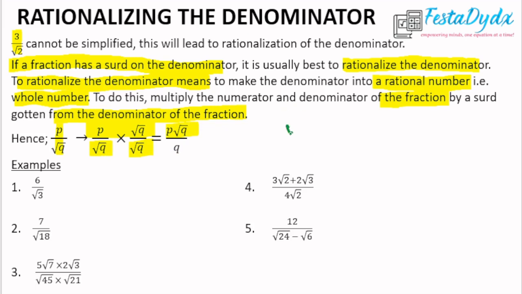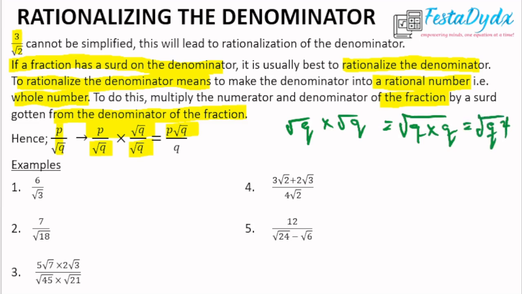Because the square root of q times the square root of q gives us the square root of q times q. And what is q times q? It equals the square root of q squared, whereby the square cancels the square root and we are left with q. So the denominator is going to be just q. That way the denominator of this surd has been rationalized. And what do we mean by rationalization? Making the denominator a whole number, or we call it a rational number.